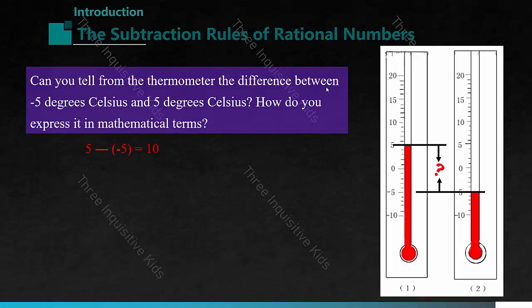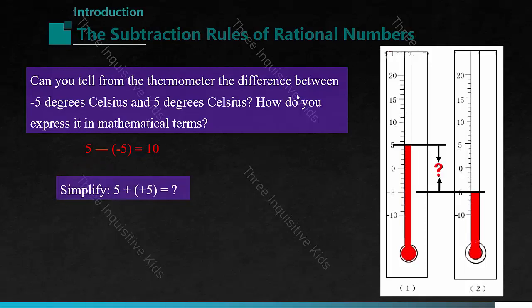In mathematical terms, we would express it as 5 minus -5, which equals 10. 5 is the minuend because it's the larger number, and we're going to subtract the smaller number from it, which is -5 in this case. And we know that 5 minus -5 would equal 10 because based off of this thermometer, we can see that 5 is 5 units above 0, and -5 is another 5 units below 0. So 5 plus 5 added together will equal 10, and that is the distance between 5 and -5.